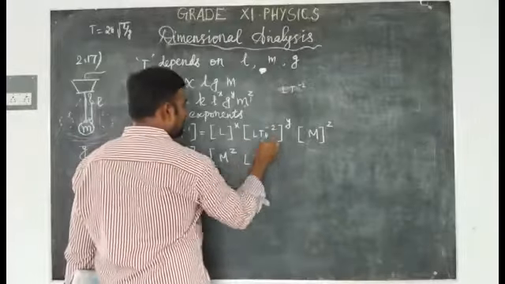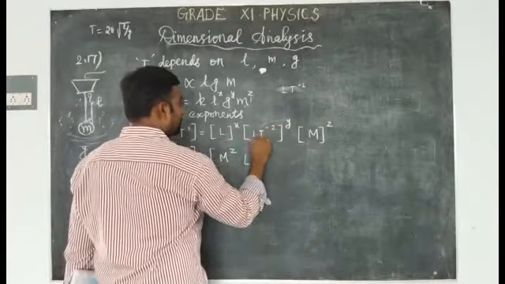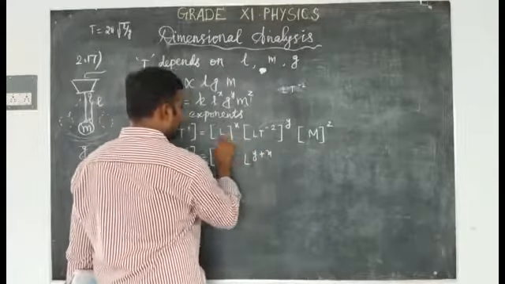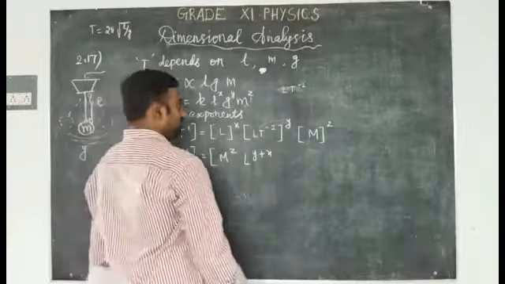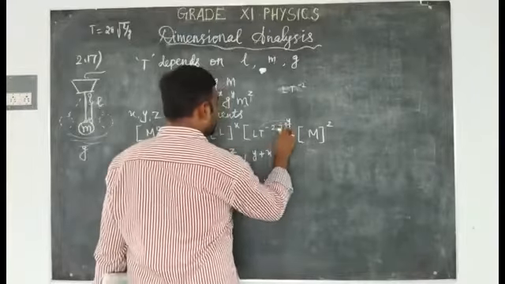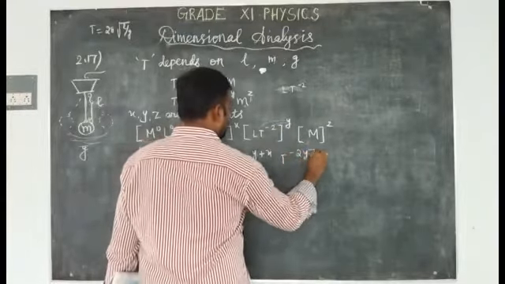Next, length. This becomes common for both, so L power y plus x, since here the length exponent is x. Then what is there for T? T power -2 into y, that is -2y.